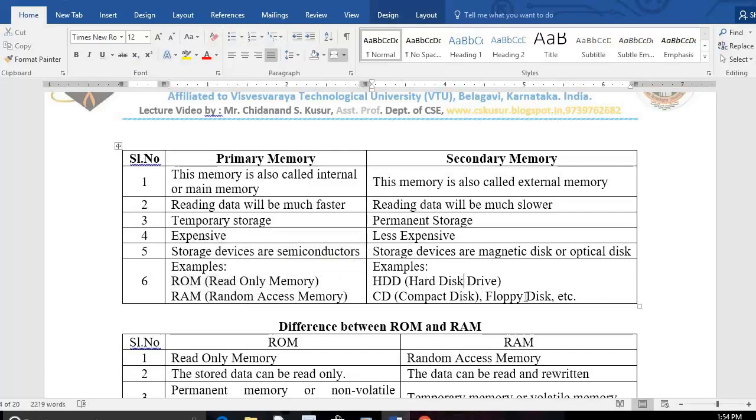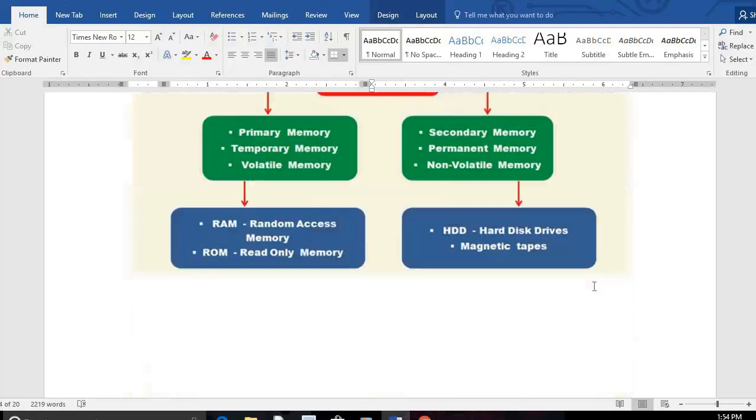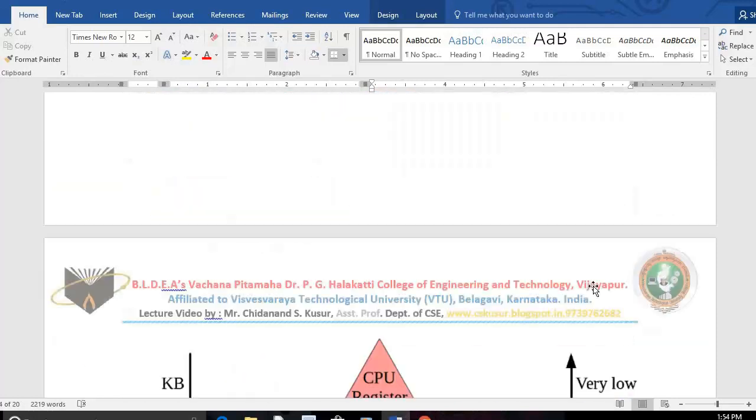Hard disk, CD, DVD, floppy disk, and pen drive are all secondary memory. ROM data can be read only; you cannot change it. RAM data can be read and rewritten. ROM is permanent, non-volatile memory; RAM is temporary. ROM is used by the machine; RAM is used by programs and the machine both. ROM data is available after power cutoff; in RAM no data is available after power cutoff. This is the diagram; you can draw it or leave it.